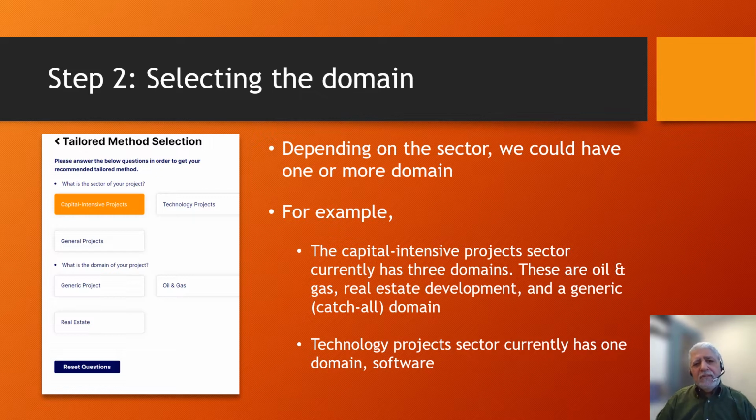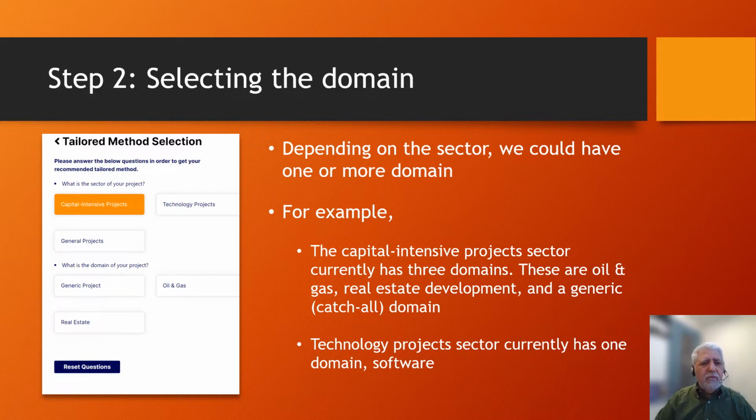So the first step is to select the sector. Then within the sector, as we mentioned, we have the capital intensive, we have technology, and we have general. By clicking on any of these buttons, it will expose to you question 2, which is the domain that is related. As you notice here, we've selected the capital intensive, and today what we have under that sector is 3 domains: oil and gas, real estate development, and a generic catch-all.